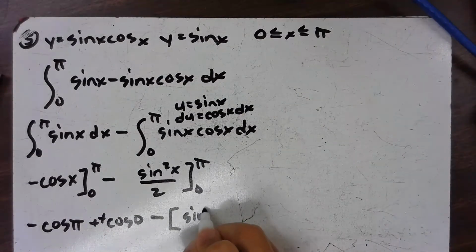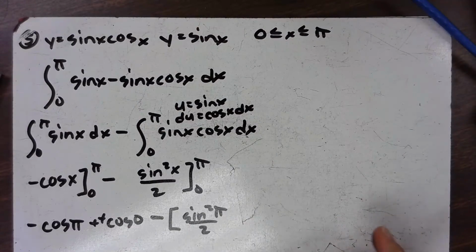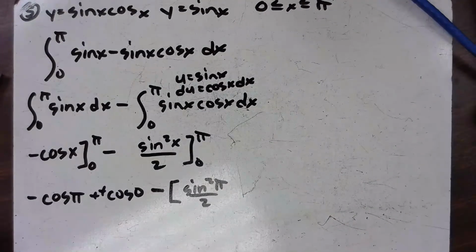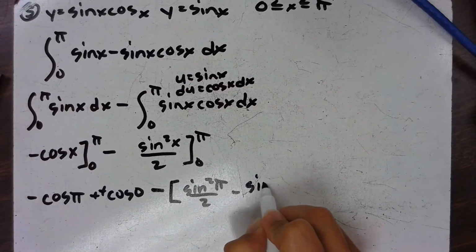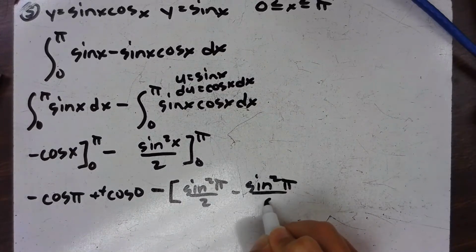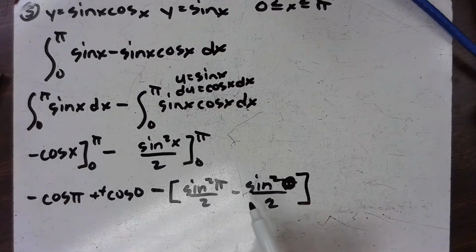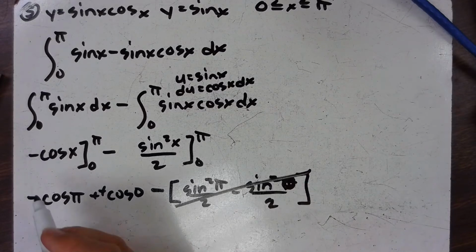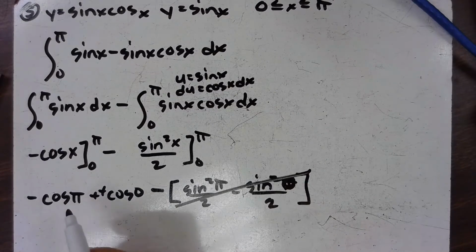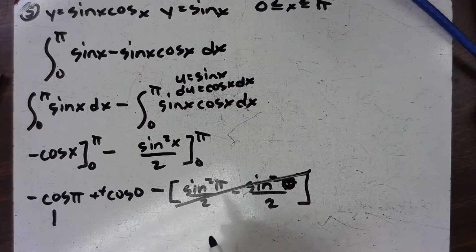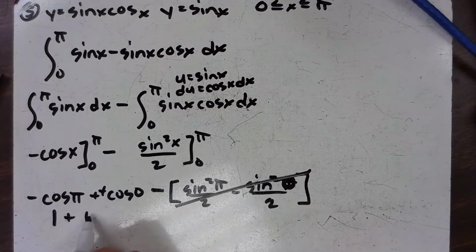Sine squared pi over 2 minus sine squared 0 over 2. Well, I'm lucky on this. Both of these equal 0, so those go away. However, cosine of pi is negative 1, so that makes a positive 1 right there. Cosine of 0 is 1, so the final answer is 2. So the area from 0 to pi on that curve is 2.